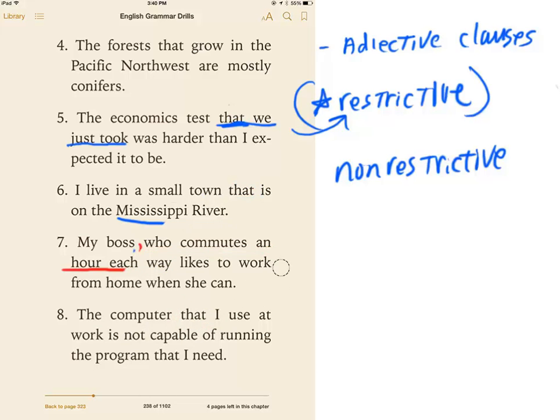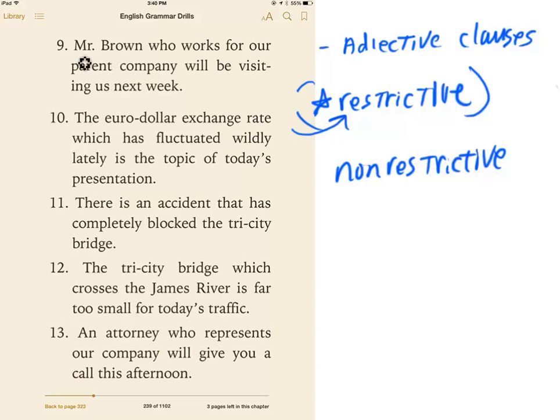So we're going to do two more. And if you're having questions or difficulties, please come by before or after school and we'll talk about this and do this together. It says, Mr. Brown, who works for our parent company, will be visiting us next week. It's a proper noun. Anything that comes after it is non-restrictive, okay? Who works for our parent company? Set it off by commas, okay? And I'm going to underline the adjective clause, okay?